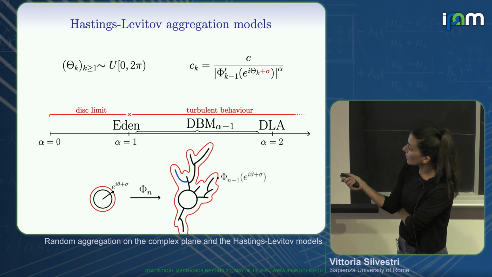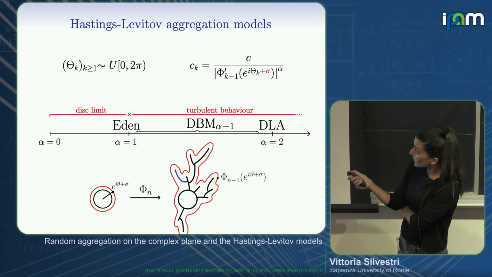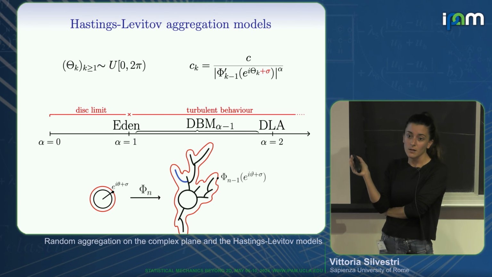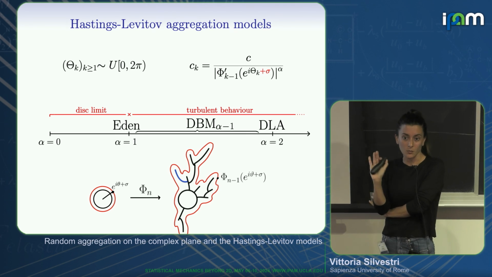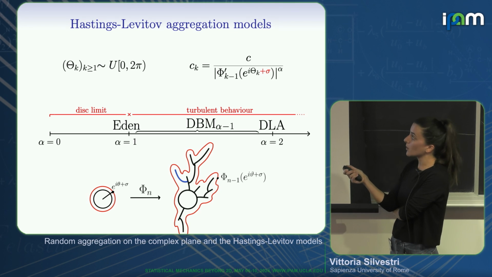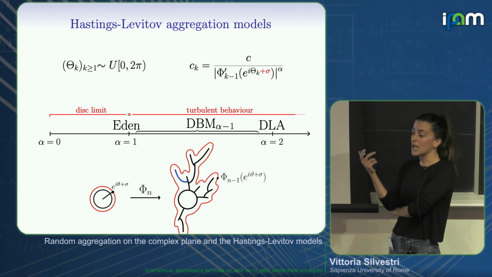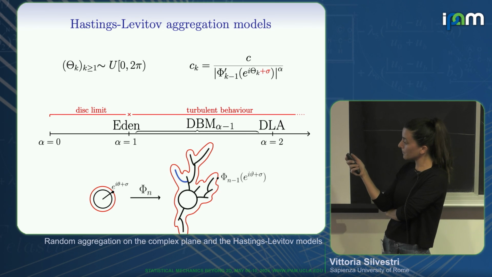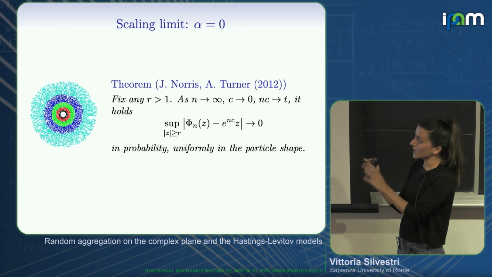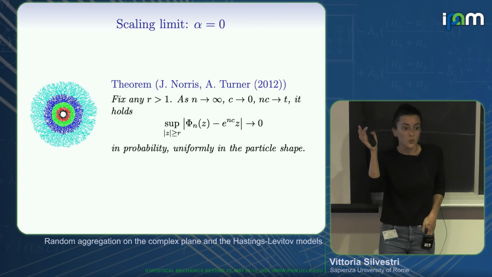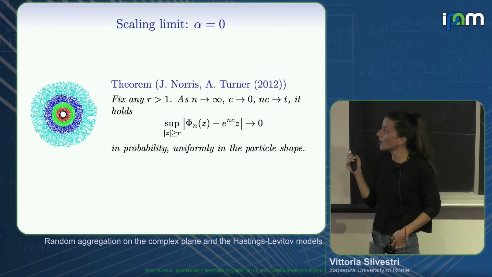The presence of this factor makes things very hard, except when alpha equals 0. When alpha equals 0, the factor is just not there. You're accepting the distortion in the model, and you just have a composition of IID random conformal maps, where the randomness comes from these IID angles. So this case is by now well understood. And this is the case where you expect disks, because you are growing roughly according to harmonic measure to the minus 1, so the inverse power of the harmonic measure.